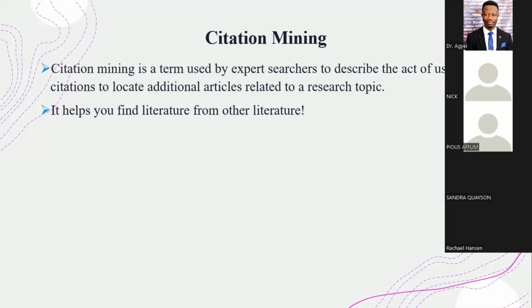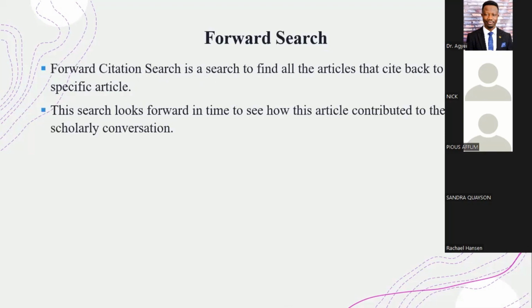So if you are using that to search for your data, that is what we call citation mining. You can also use that strategy to get as many of the literatures as you like. And then another thing we can use is what we call forward search. Forward citation search is a search to find all the articles that cite back to a specific article. So let's try forward citation for us to see.